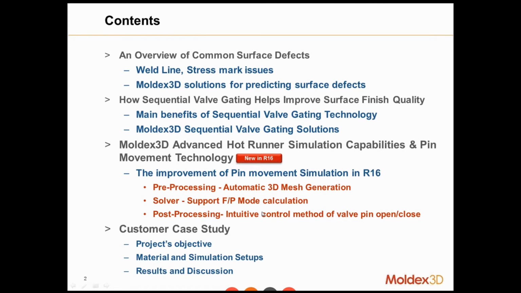Also, Moldex3D provides sequential valve gating solutions. Then further, we will introduce Moldex3D's advanced horizontal simulation capabilities and our state-of-the-art pin movement technology. Finally, we will introduce a customer's case study to let you know how our solution can really improve real surface defect issues.